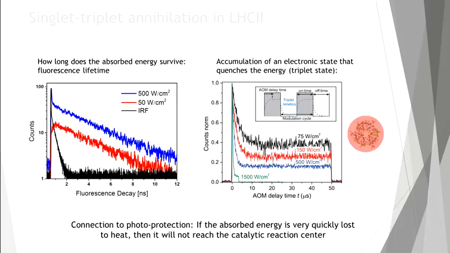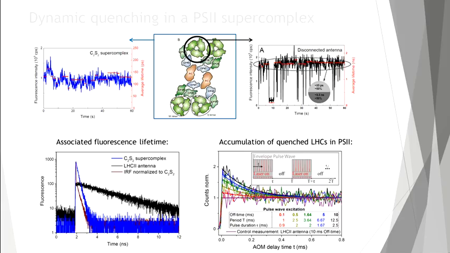And the connection to photoprotection is that lifetime in itself is a quite important parameter, because with that you know how fast the energy goes away. If the energy is already going away fast in the antenna, it protects the reaction center from too much energy.